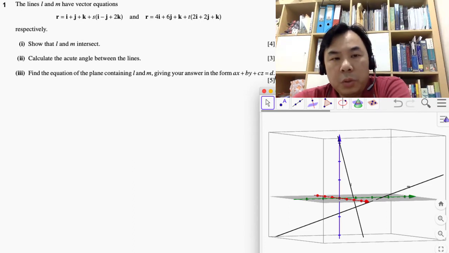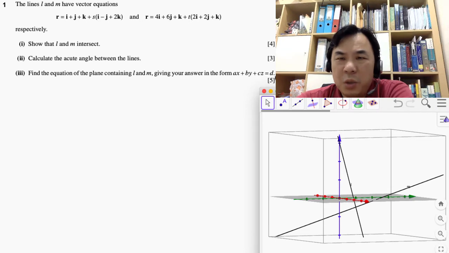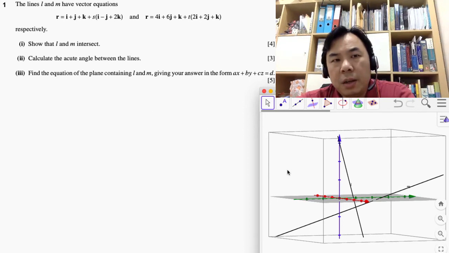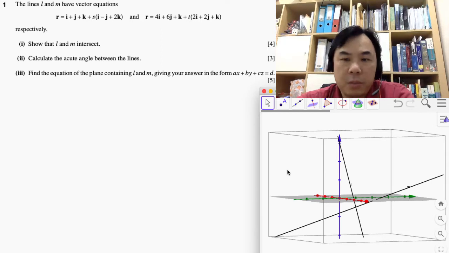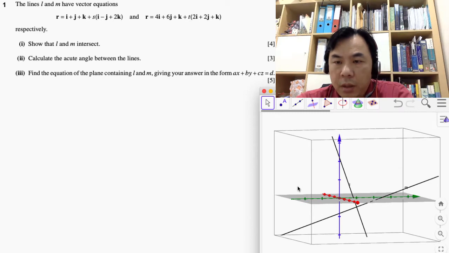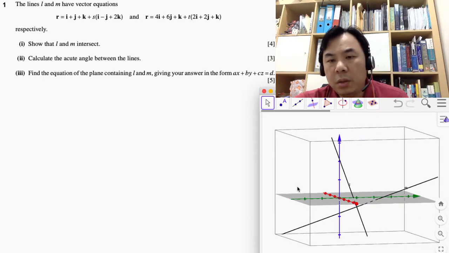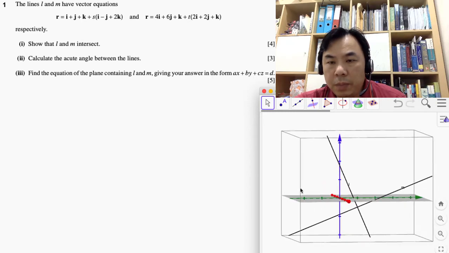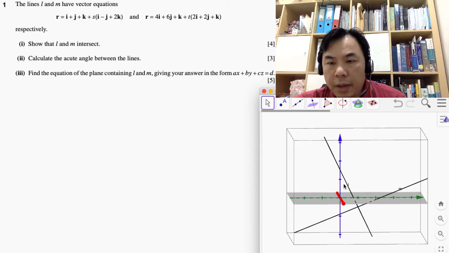Now before we start to answer these three questions here, I think it's best if I show you how both of these lines actually look in three-dimensional space, right? Now you can see that from here, I have already prepared the lines in three-dimensional space. So I'm going to give you a few perspectives of how those lines look in three-dimensional space. You can see that this is line L, and then this one is line M here.